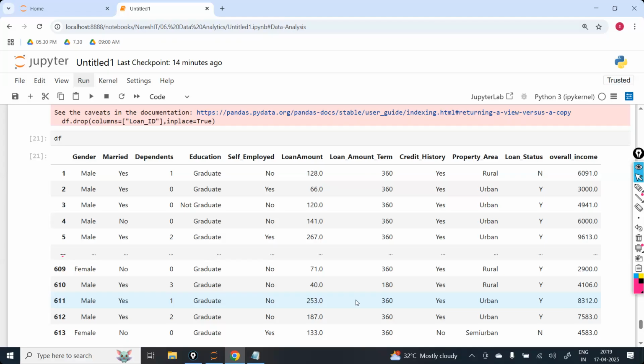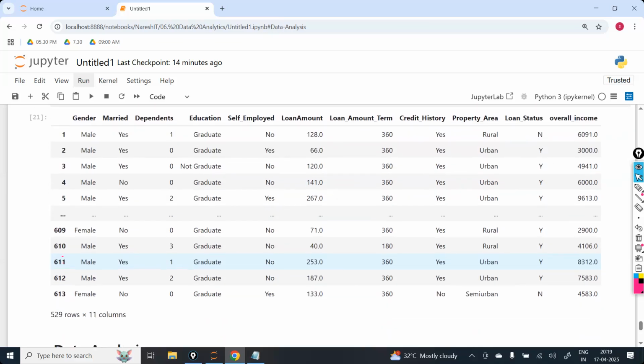Again comes to the overall income. There again I will apply the describe function. Like this, for each and every column, one question I'm going to apply. Total how many questions? 11 columns are there. 11 questions are completed. First 11 questions are completed.